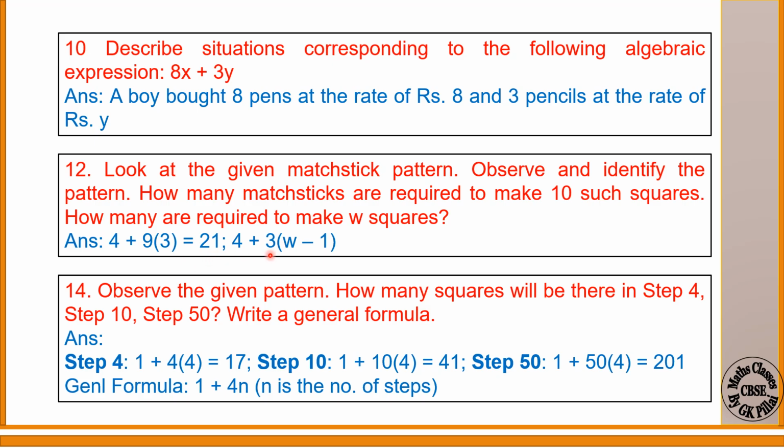But the algebraic expression will be 4 plus 3 into W minus 1. That is what I have done here: 3 into W minus 1, where W minus 1 is 9 here. Observe the given pattern. How many squares will be there in step 4, step 10, step 50, and write the general formula. The general formula is 1 plus 4n, and n is the number of steps. So the fourth step means 1 plus 4 into 4, 17. The 10th step means 1 plus 10 into 4, 41. And step 50, 1 plus 50 into 4, 201.